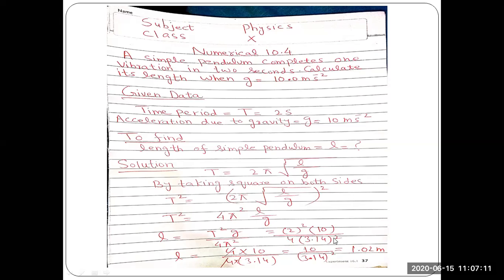3.14 whole square. 2 square is 4, this 4 will be cancelled with this 4. What is left? 10 divided by 3.14 whole square. Students, the square will come here, because there is a little mistake here. If you solve this with the help of a calculator, you will find L equals 1.02 meter. The unit of length is meter.